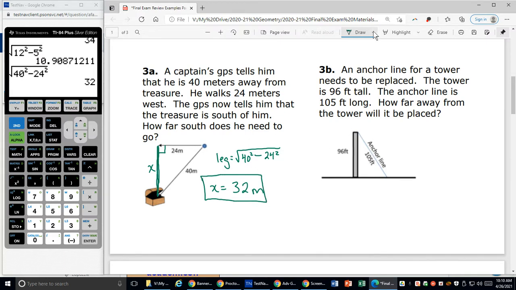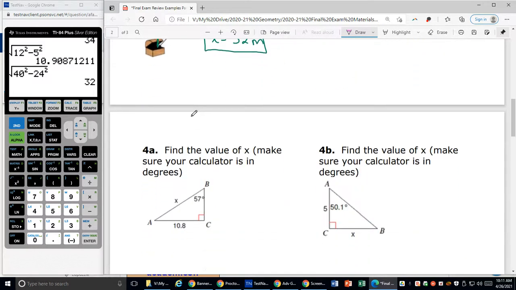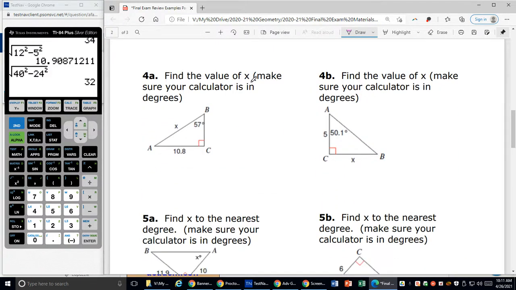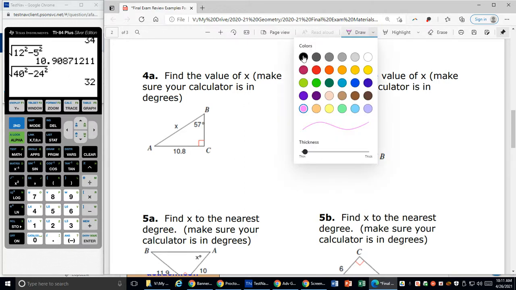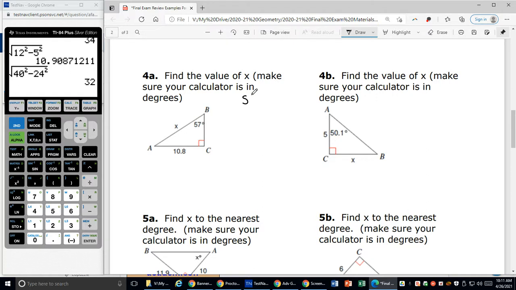Okay, let's go look at number 4. Number 4, find the value of x. Make sure your calculator is in degrees. When I see this warning, that tells me we're probably going to be using SOHCAHTOA. We're going to be using our trig functions. Otherwise, we wouldn't need to worry about being in degrees. So I'm going to go ahead and write that down.